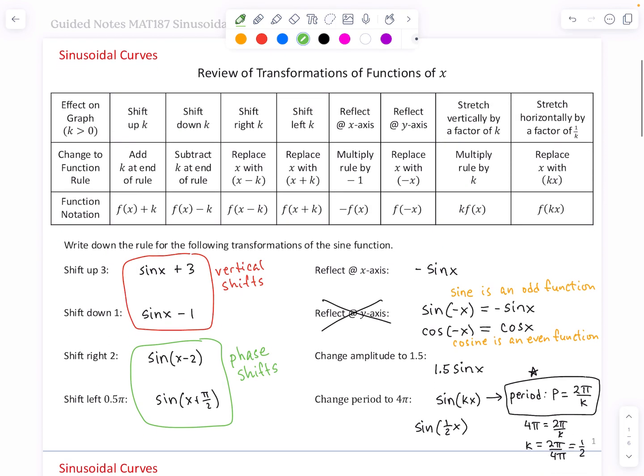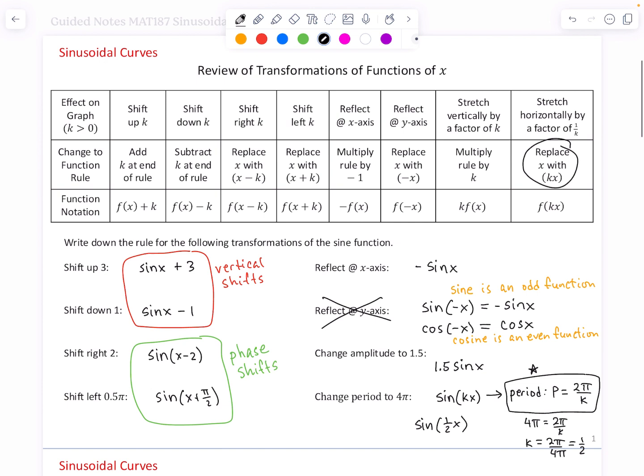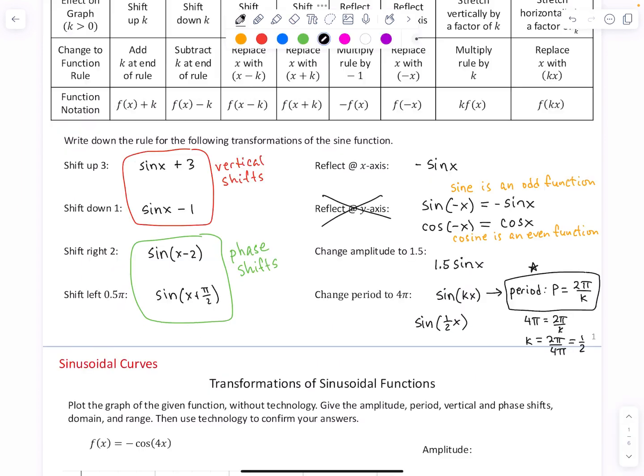So looking at our table, if you replace x with 4x, then that produces a horizontal stretch by a factor of the reciprocal of 4, so by 1/4. This is a horizontal compression, which will change the period. Furthermore, this formula that we have starred right here for calculating the period, if you know what k is, also applies to starting with cosine as your parent function.